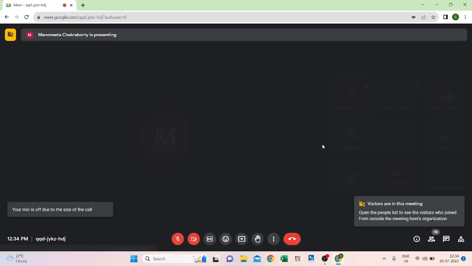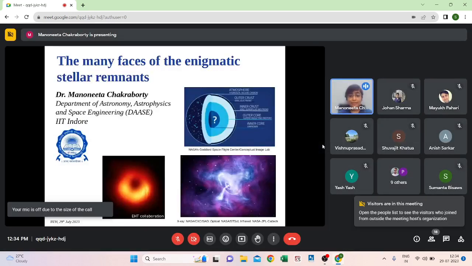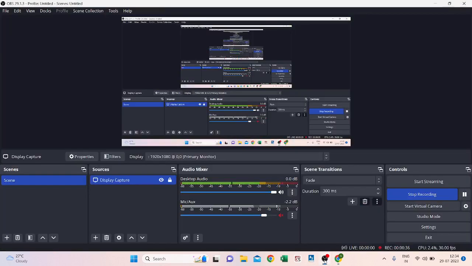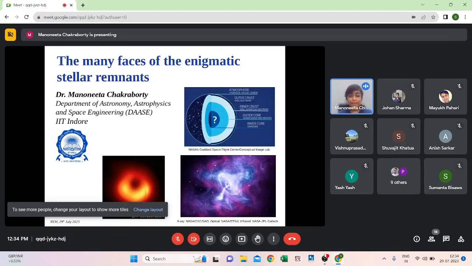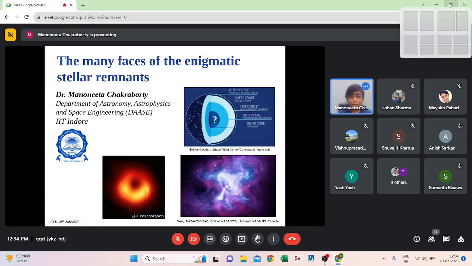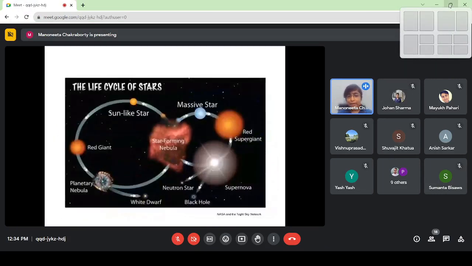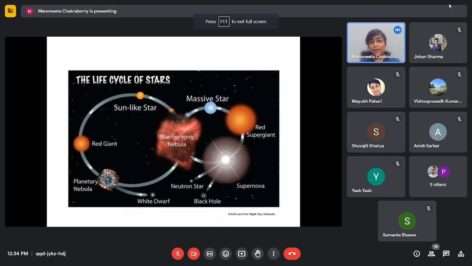But this talk is basically about the various signatures of these compact objects, and using that, what can we do, and what can we do in future. So first, let's begin by talking about where they come from. Of course, remnants of stars will come from stars.